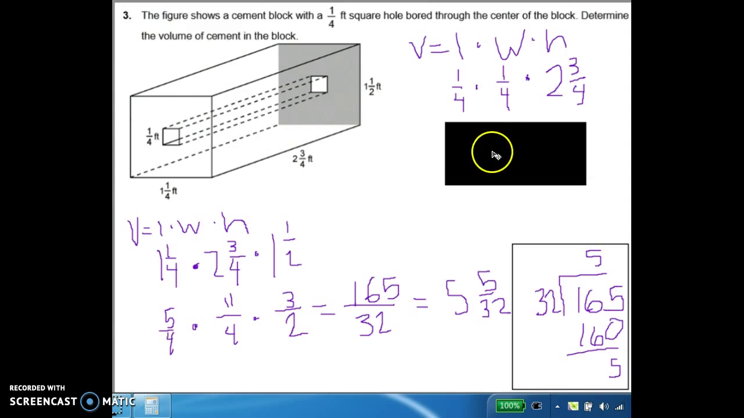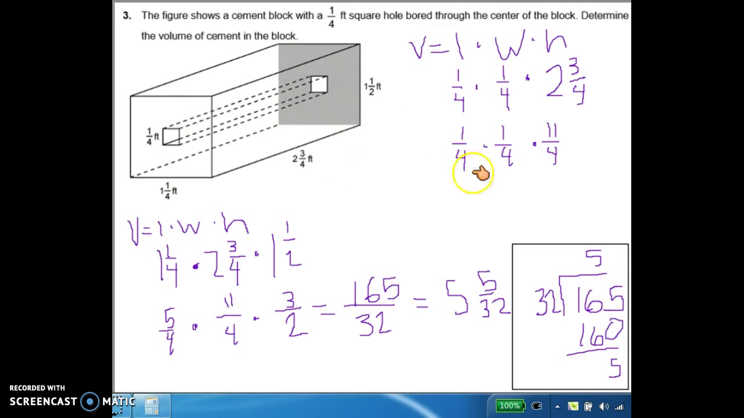All right, let's see how you did. If I change that 2 3/4 into an improper fraction, it's 11/4. There's 2 times 4 is 8, 9, 10, 11 over 4. The last step is to multiply your numerators, multiply your denominators. So 1 times 1 times 11 is 11. And then 4 times 4 times 4, go ahead and do that math. 64. All right, so the volume of that little hole that they bored is 11/64 of a cubic foot.